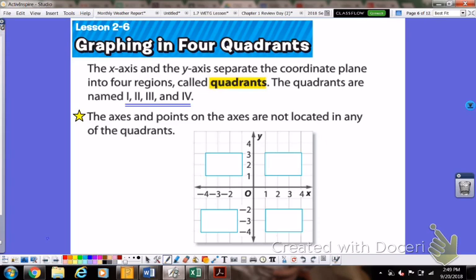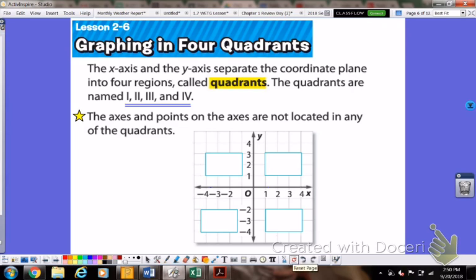The x-axis and the y-axis separate the coordinate plane into 4 regions called quadrants. The quadrants are named 1, 2, 3, and 4. Again, remember those Roman numerals and no Q's, guys. Just Roman numerals, or you must write out the word quadrant. The axis and points on the axis are not located in any of the quadrants. So for instance, if I choose this point here, it's on the x-axis. That is not in any of the quadrants, it's just on the axis.